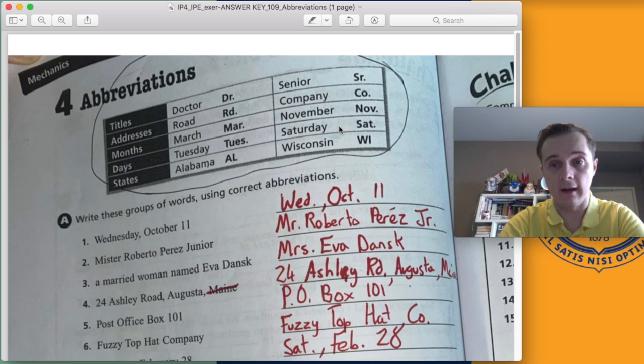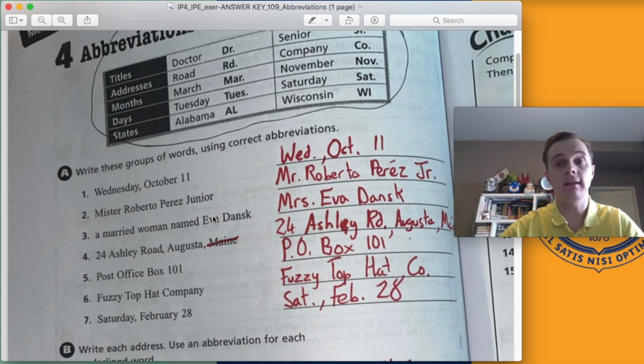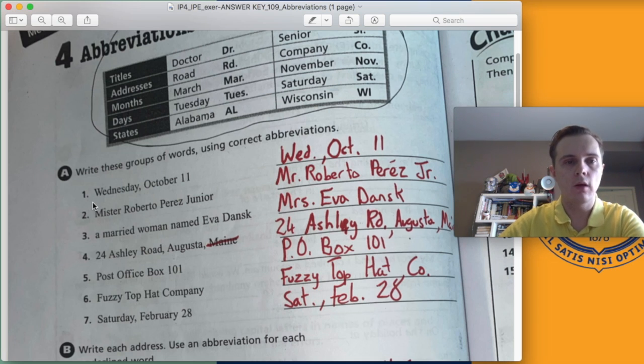So first, like we always do, we're going to check the homework that I gave you on Tuesday. Okay, so on Tuesday, your homework was workbook page 80, and we were talking about abbreviations. So, section A, we needed to give abbreviations for any word that we could give an abbreviation for. So, number one, Wednesday, October 11th. You should have changed Wednesday to WED periods and October to OCT periods.